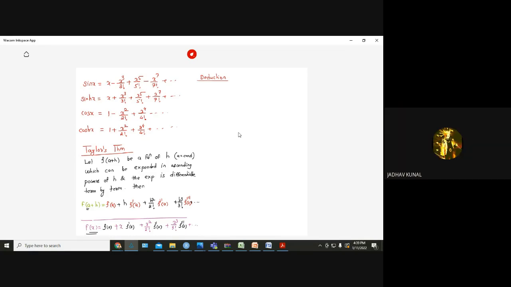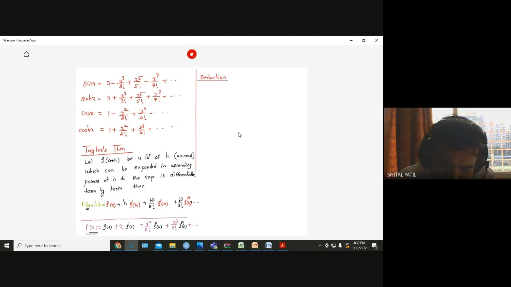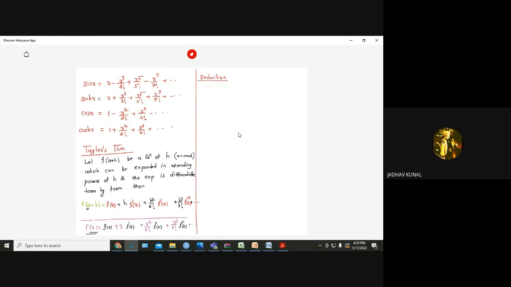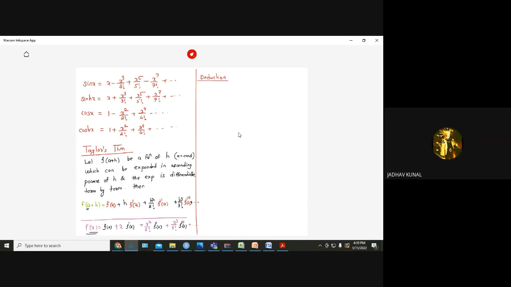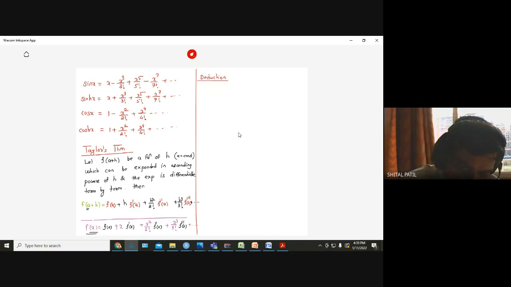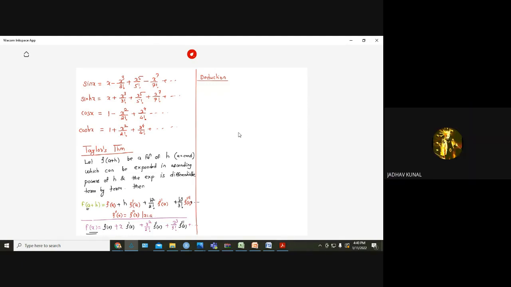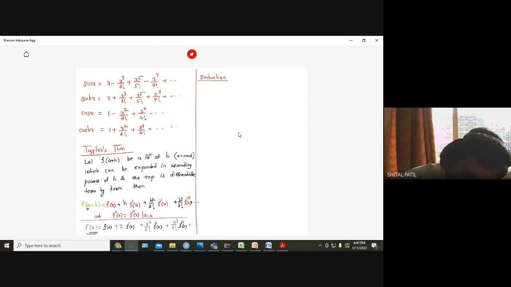A is constant, so it may be 0 also. The derivative of a constant is zero, no? Okay, what you want to say is like this: for f double dash of a, we want to find the two derivatives of f of x, and then we have to substitute x equal to a. First the derivative, and then we substitute the value.